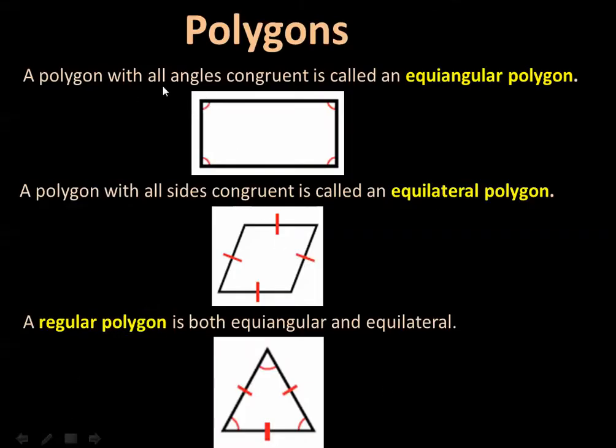Now, to go over polygons, it says a polygon with all angles congruent is called an equiangular polygon. A polygon with all sides congruent is called an equilateral polygon. And a regular polygon is both equiangular and equilateral. Any regular polygon, not just this triangle. That could be a square, pentagon, hexagon, anything.